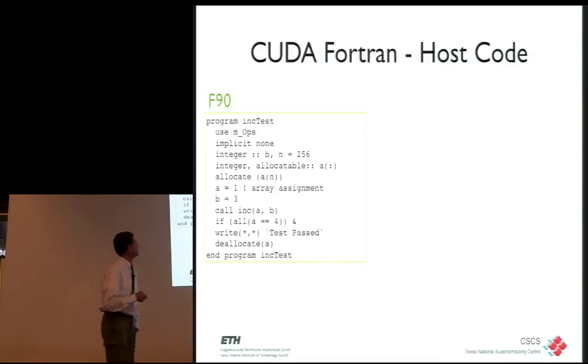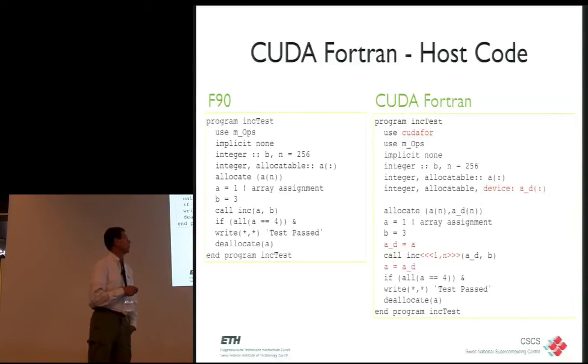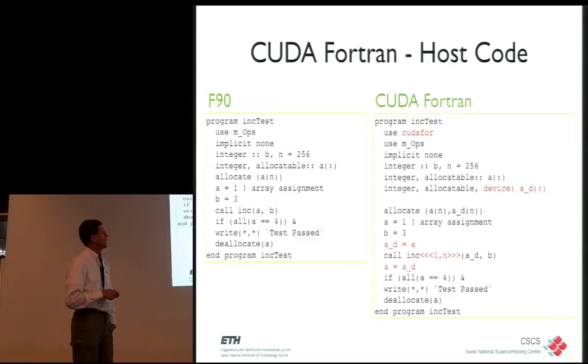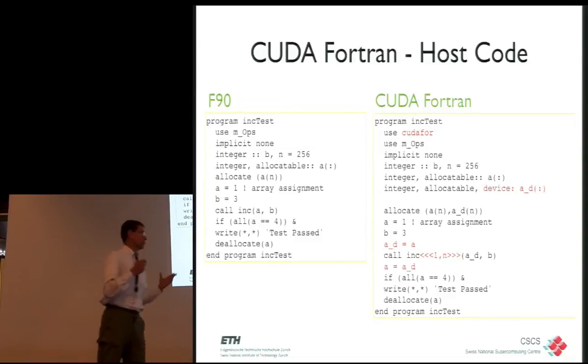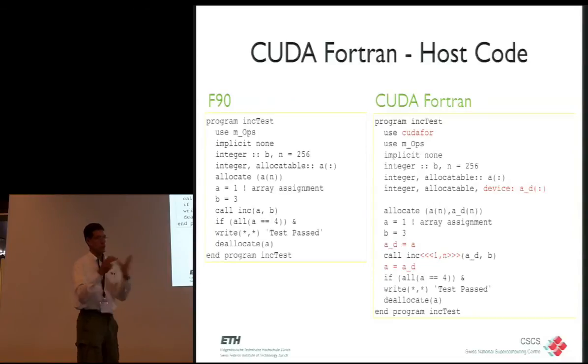Okay, how does the host code look? And again, same version of the host code, and it's, again, very simple. You have to include a module for CUDA Fortran. There is a device keyword, which obviously implies that this allocatable integer array is defined only on the device. That's allocated, along with A on the host, A underscore D, or underscore device, on the device.